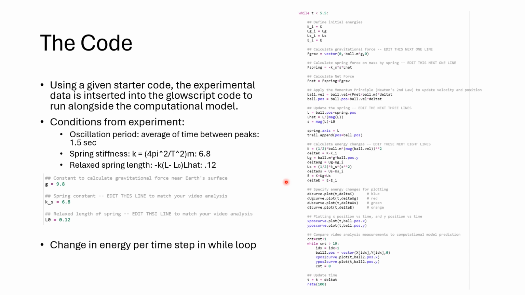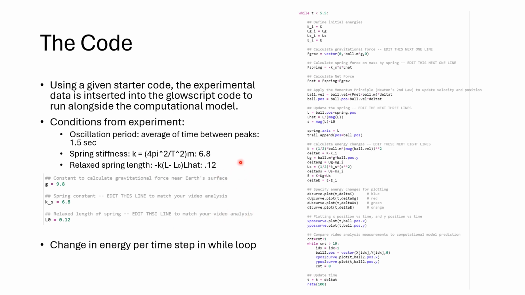The spring stiffness can be solved for using this equation here. k is equal to 4 pi squared over T squared, where T is the oscillation period, and that gives us 6.8. And the relaxed spring length, using the standard spring force formula, negative k, (L minus L naught) times L hat, we can solve out of that 0.12 meters as the relaxed spring length. So we then input these constants into the code as seen in this section here.